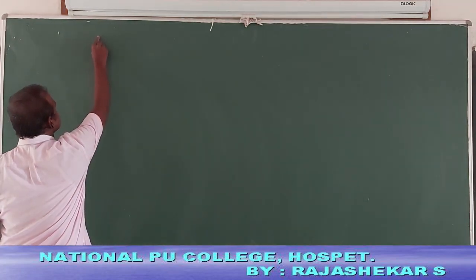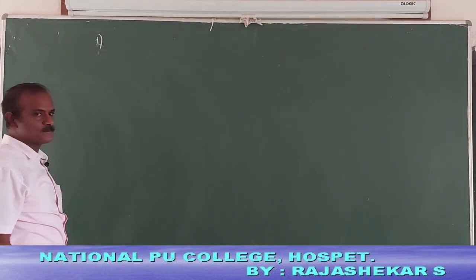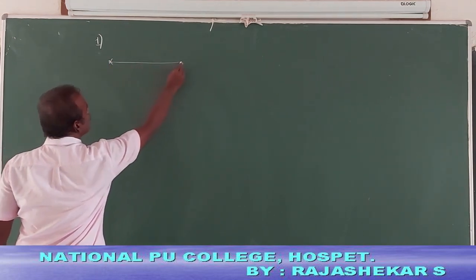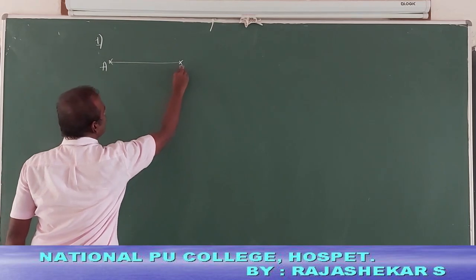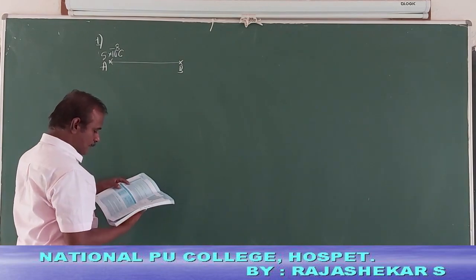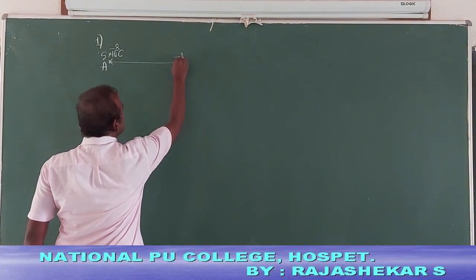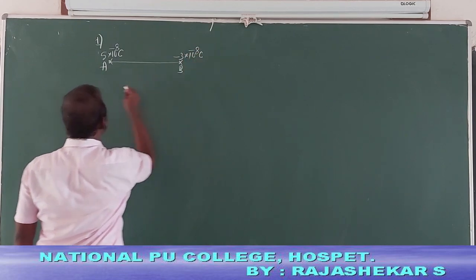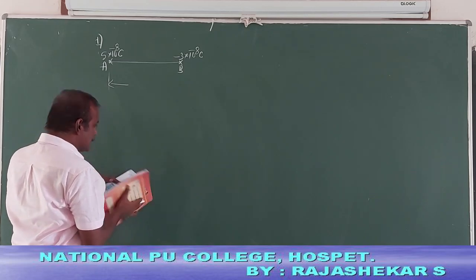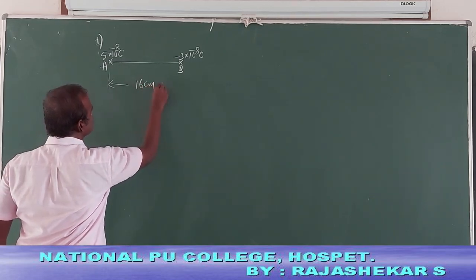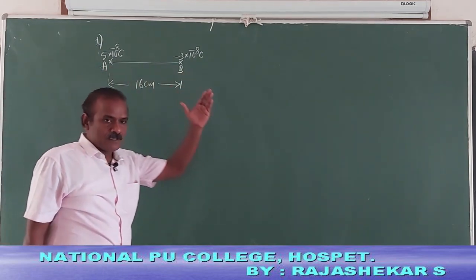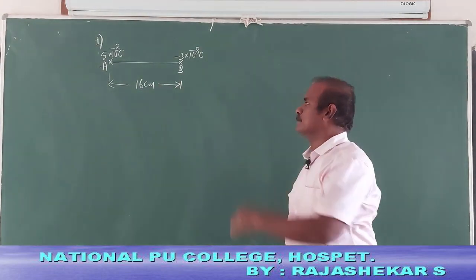So, numerical 1, I take the arrangement. Let us call this point A, this point B. Here we have 5 × 10^-8 coulomb, and here -3 × 10^-8 coulomb, and they are separated by a distance given to be 16 centimeter. Now you have to locate the positions where potential is 0 due to them.